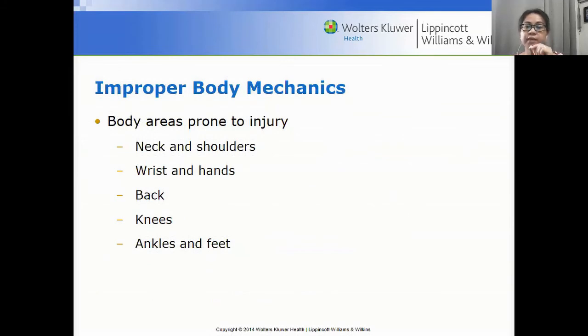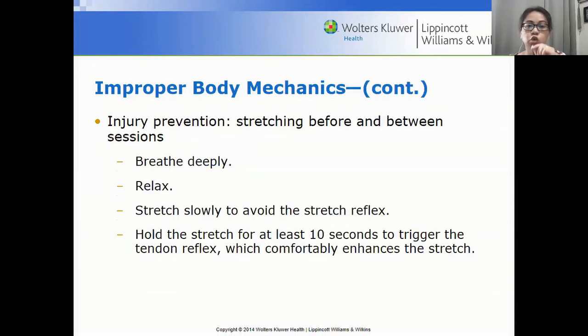So improper body mechanics, meaning to say the body areas are prone to injury. So if you're not conscious about your body movement, therefore there is an increase of muscle injury, skeletal or bone fractures. Neck and shoulders are most of the areas that are very prone to injuries, like neck and shoulders, wrist, hands, most especially back, knees, and ankles. These are most common injuries that are usually experienced by some of the sports players, athletes, or even doing physical activity. So improper body mechanics may lead to injuries.